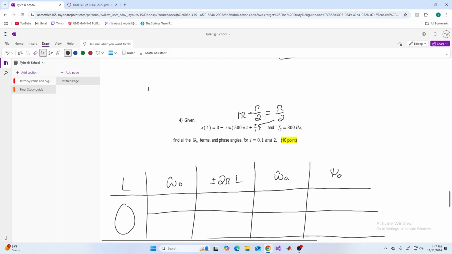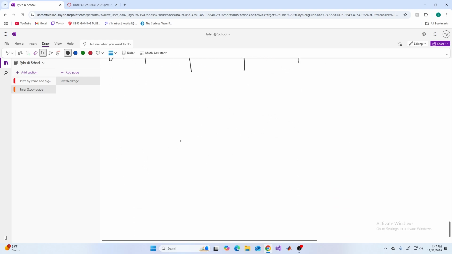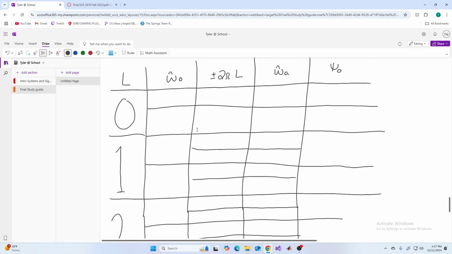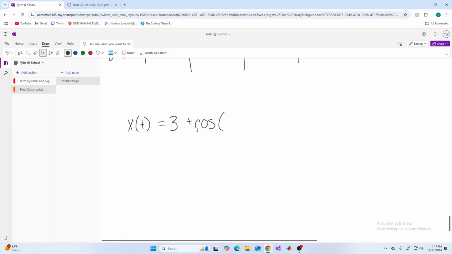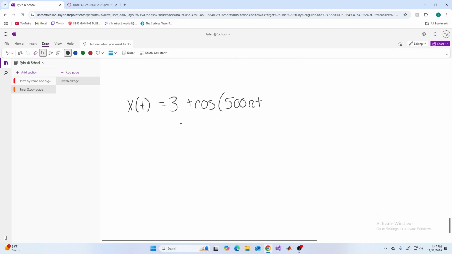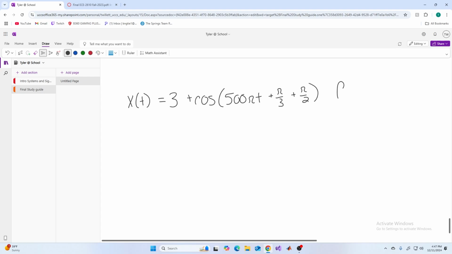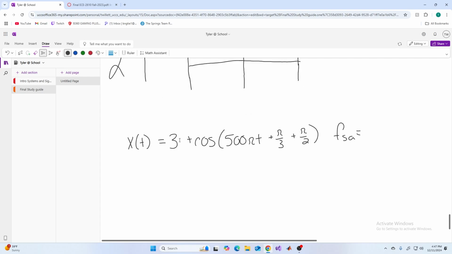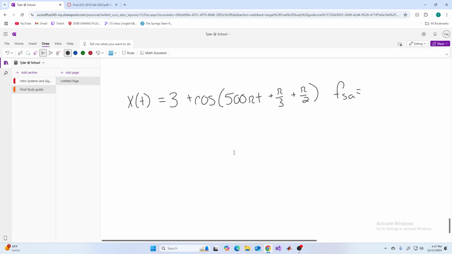So I'm going to scroll all the way down and just rewrite this. So x of t equals 3 plus cosine 500 pi t plus pi over 3, plus pi over 2, and then our Fs, our sample frequency, I believe was 300 hertz.